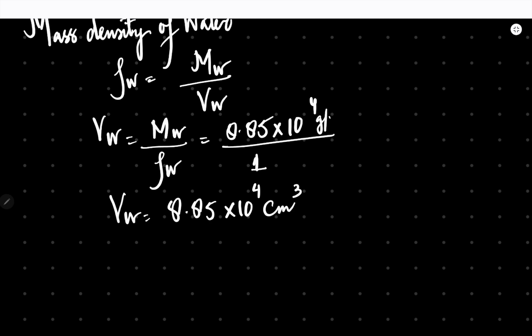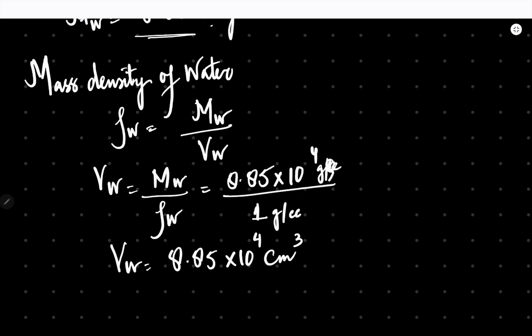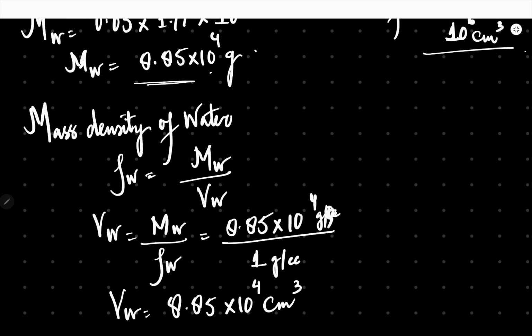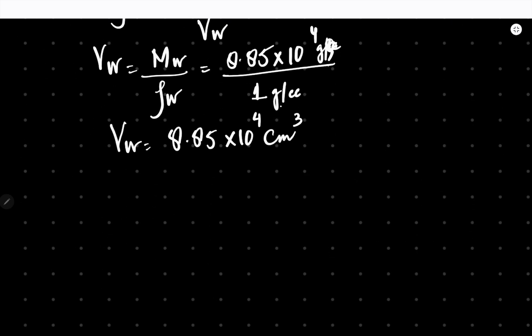This was grams per cc. This was mass of water, this was in grams. This was gram per cc. So the unit is cc, or centimeter cube. So this is our volume.